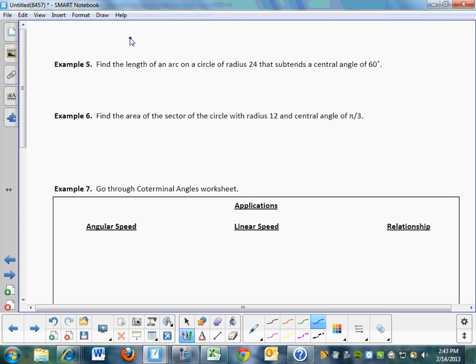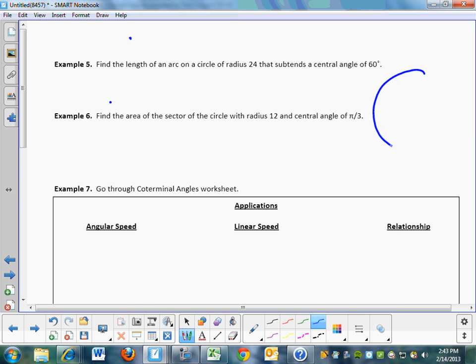Okay. Find the length of an arc on a circle. So we're just going to do these two examples. That's it. Then we're going to stop for the day. These are easy. Find the length of an arc on a circle of radius 24 that subtends a central angle of 60 degrees. So what does that mean?